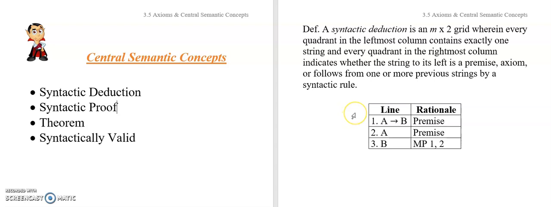Alright, logic fans, welcome to 3.5b, our second video on section 3.5, and we left off talking about a syntactic deduction and explaining the ins and outs of this definition by looking at an example of an actual syntactic deduction, the same thing you've always seen. Now, moving on to the notion of a syntactic proof, okay?